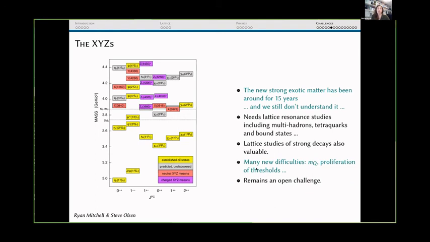But there are many new difficulties, and the reason progress is quite slow for lattice calculations in this sector is that heavy quark mass brings with it particular challenges, and one challenge in particular, as well as the technical challenge of simulating the heavy quark, is the proliferation of thresholds which open up in charmonium and bottomonium systems, and which should be taken into account in any sophisticated calculation. So this remains an open challenge.